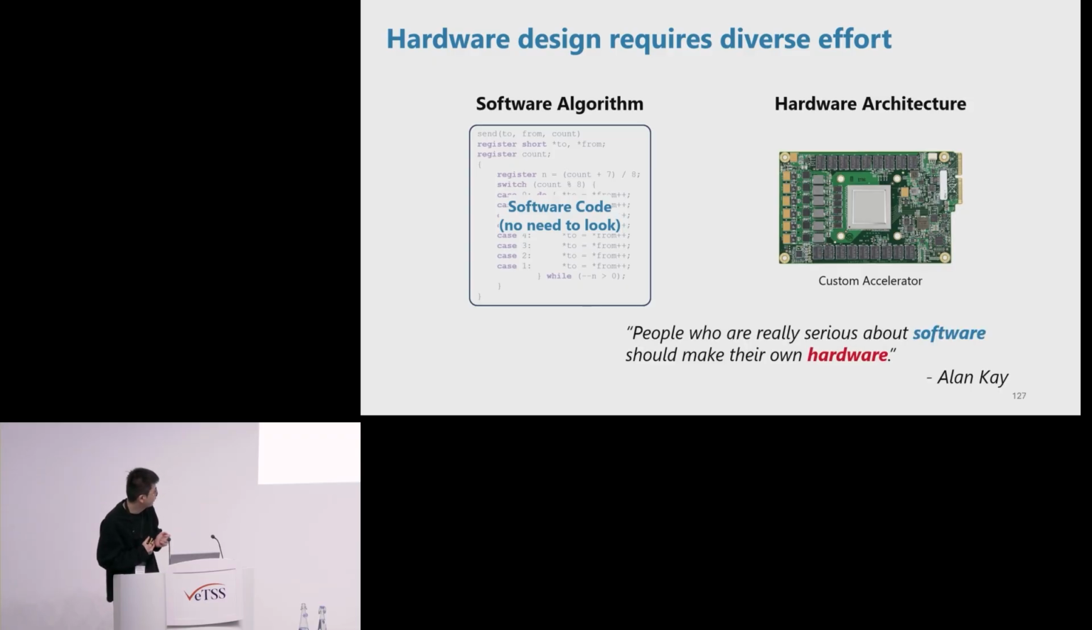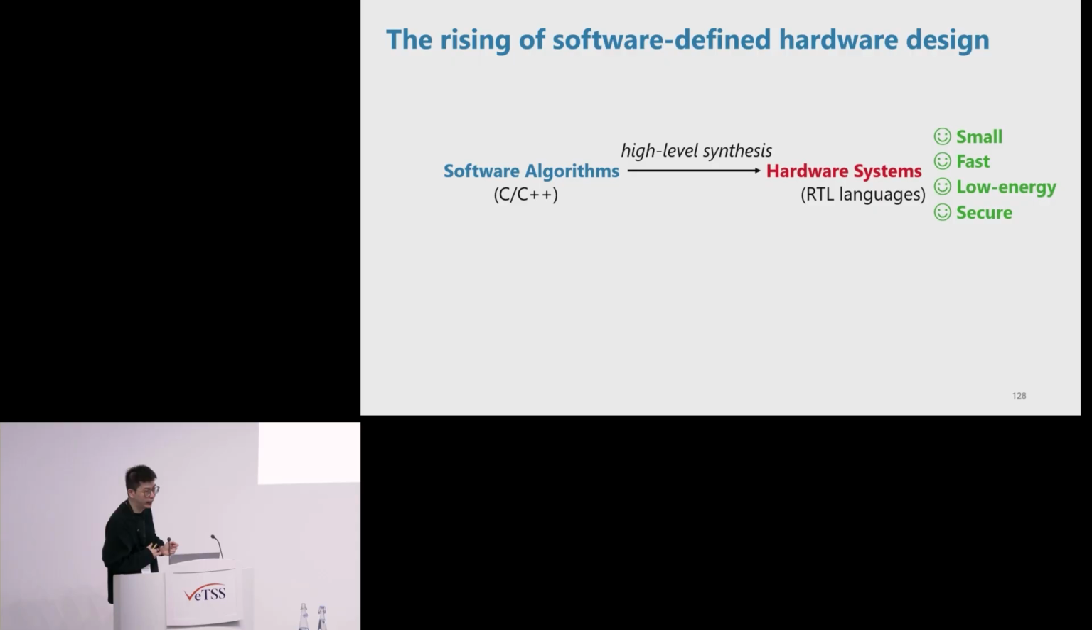But like Alan Kay said, people who are really serious about software should make their own hardware, because everybody cares about software-hardware co-design nowadays. This is how we get the best performance. So this naturally brings a new technique called high-level synthesis. It's an automated technique that translates software algorithms into efficient hardware systems. When I say efficient, it means smaller, faster, low-energy, and secure hardware.